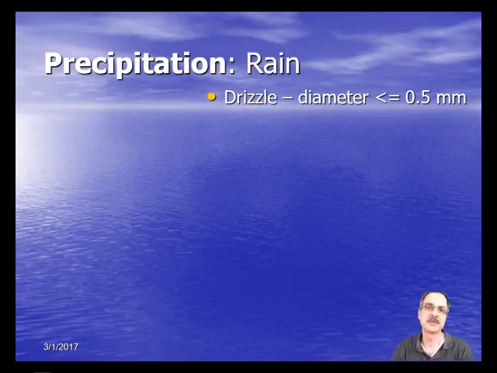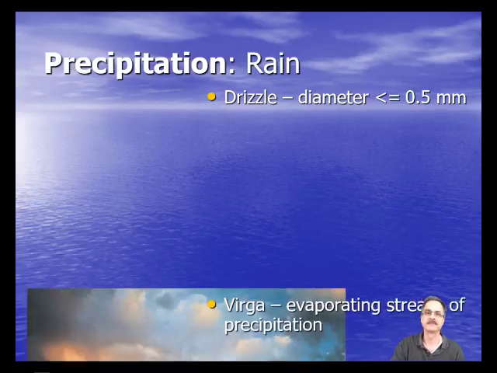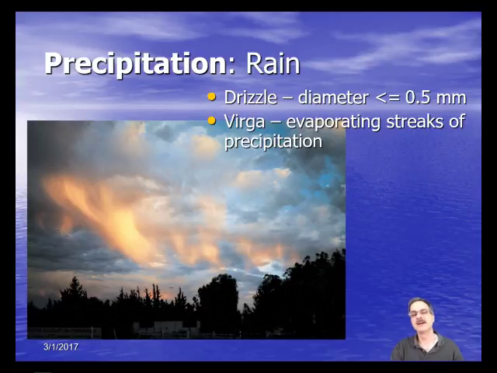So let's talk precipitation. In this case, rain or liquid water. So how we define what drizzle is: the diameter of the raindrops is less than or equal to 1/2 millimeter. You can also have virga, which is what's called evaporating streaks of precipitation. If you look at the picture here, you can see these streaks right here. That is rain falling from the cloud, but it evaporates before it hits the surface of the earth.